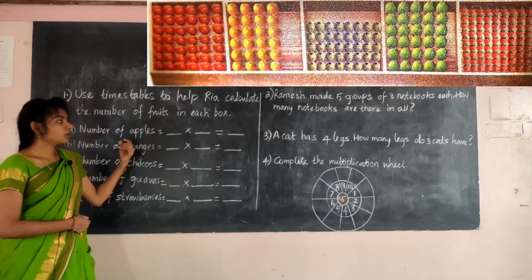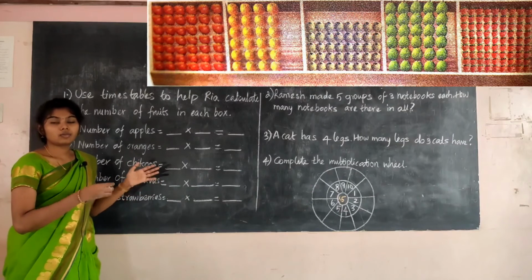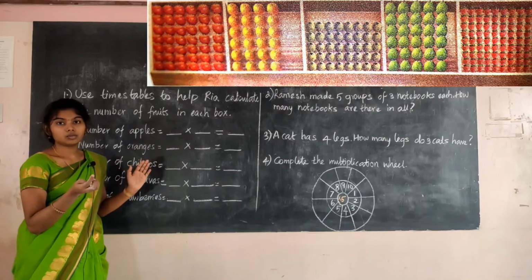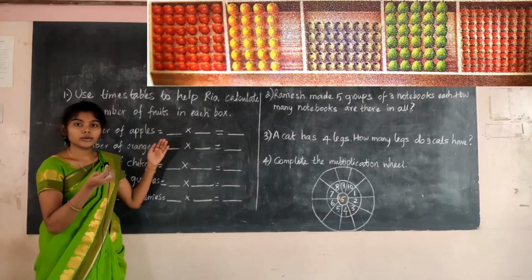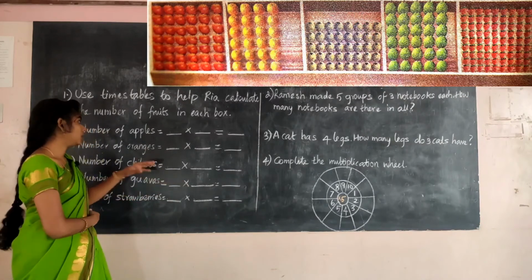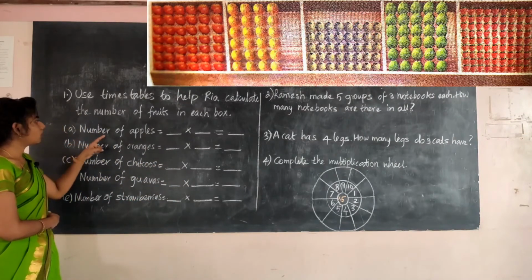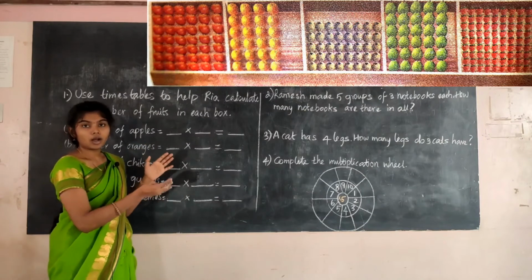With the tables you are going to help Riya. As for the repeated addition, in that process now we are going to use the multiplication tables here. So see the first one, number of apples. See how many apples are there.